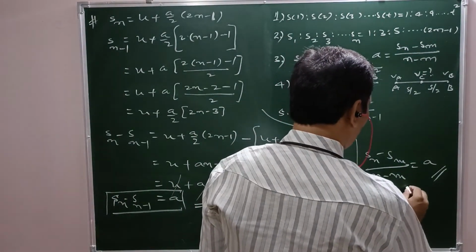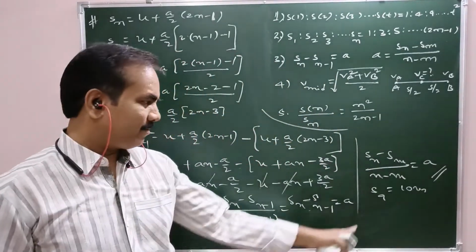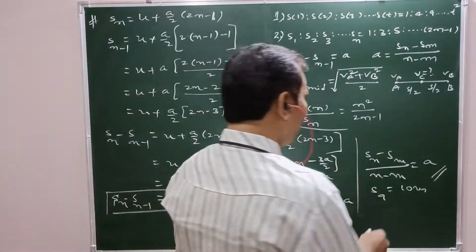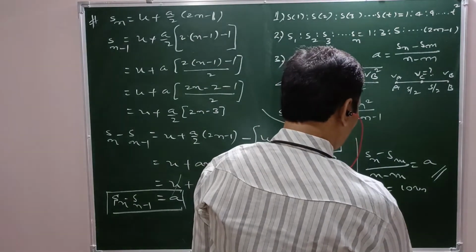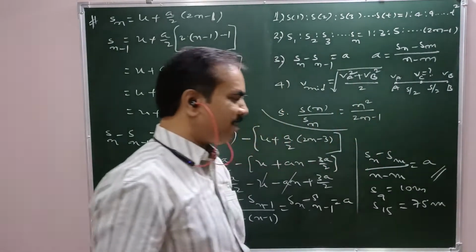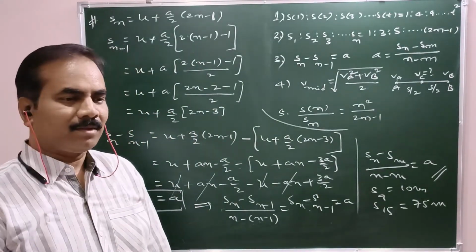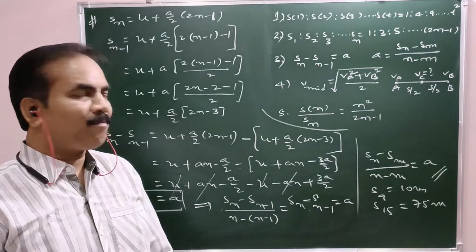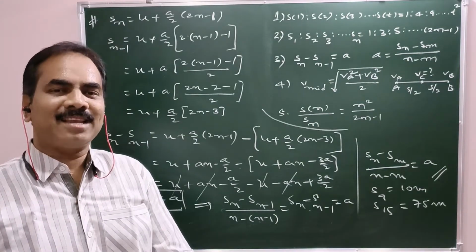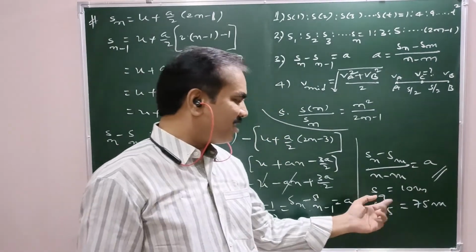For example, S9 equal to 10 meter, distance covered in 9 seconds is 10 meter, and distance covered in 15th second is 75 meter, as an example. Now what is the acceleration of the particle? Suppose that the particle is under uniformly accelerated motion. We have two distances. What are the distances?